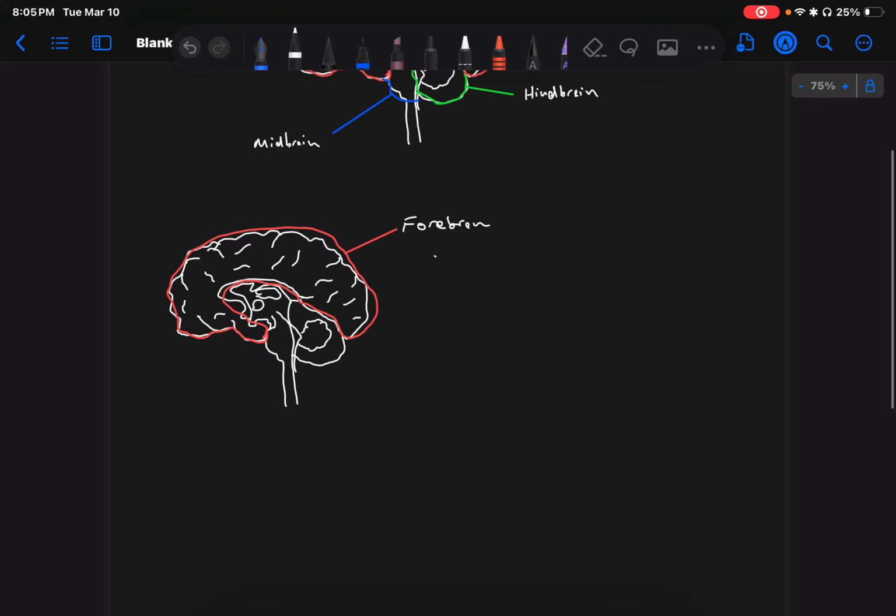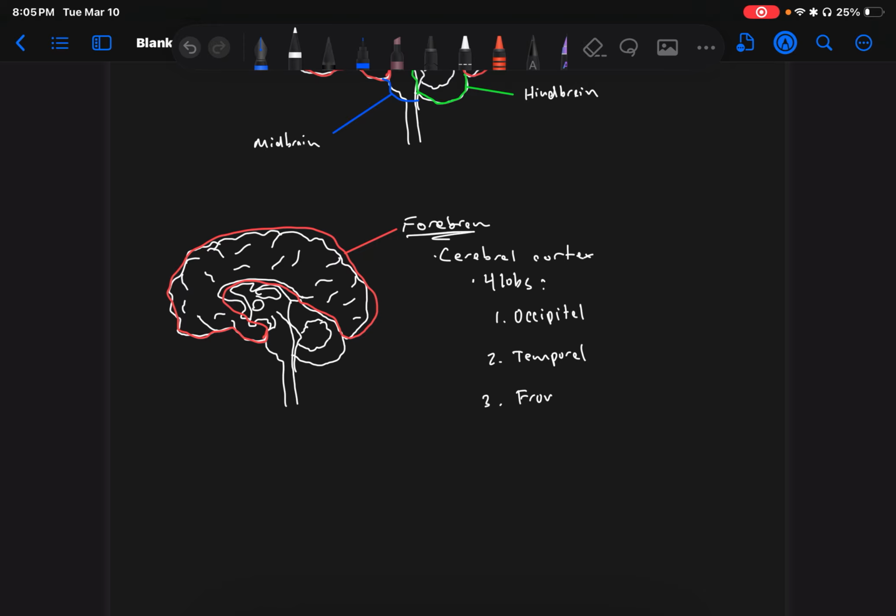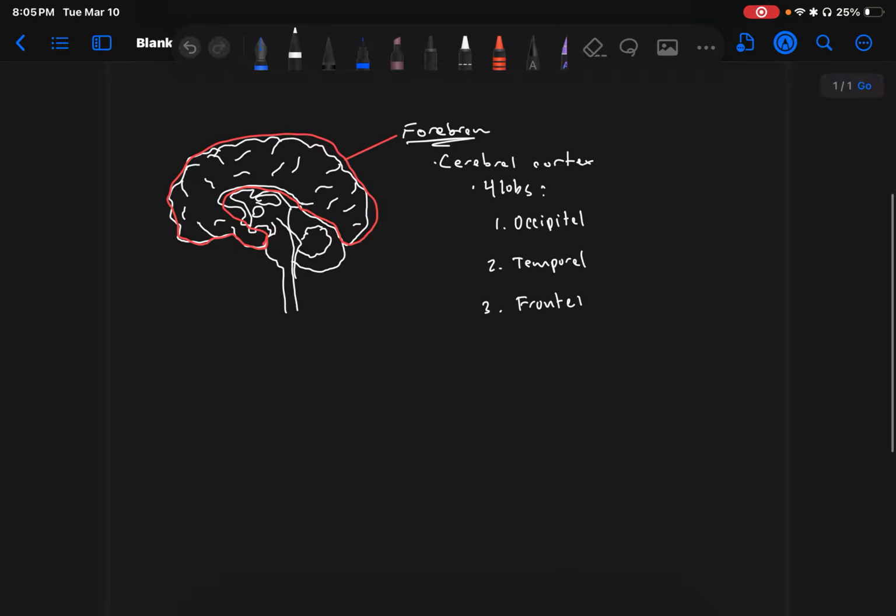Well, we have the cerebral cortex. What is the cerebral cortex, you may ask? Well, it's just the outer layer with 4 lobes. Now, you might be asking, what are these 4 lobes? Well, I'm glad you asked because I have the answers right here. First, we have the occipital lobe. Wait, I'm not going to write this every time. We also have the temporal lobe. We have the frontal lobe. And we have the parietal lobe.